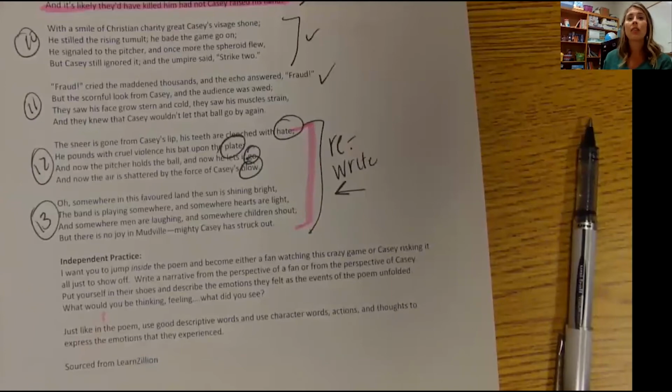Oh, somewhere in this favored land, the sun is shining bright. The band is playing somewhere, and somewhere hearts are light. And somewhere men are laughing, and somewhere children shout.